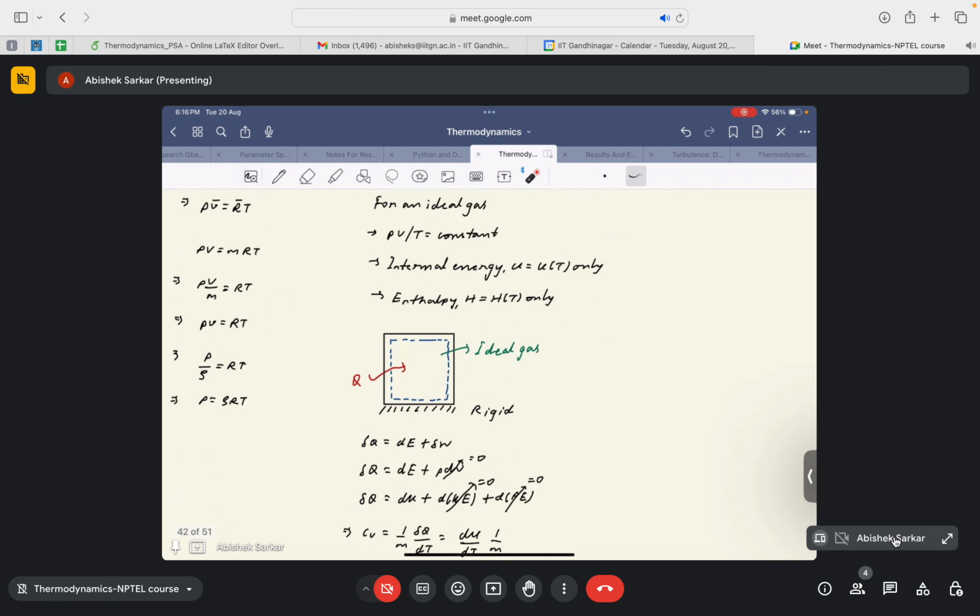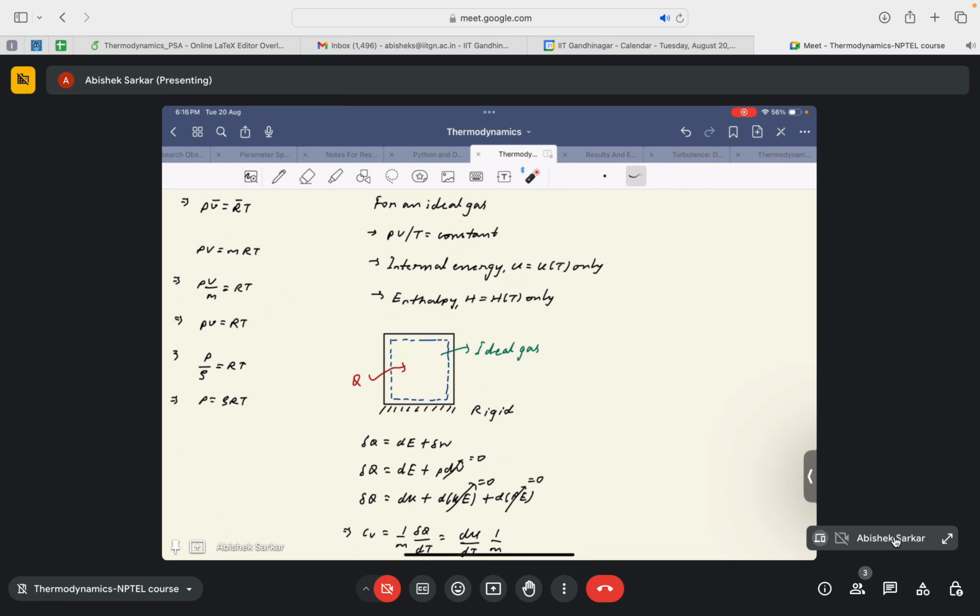Now we just go and see one small derivation. Consider this case: for an ideal gas we'll have PV by T equal to a constant, and for an ideal gas only, this is very important, we will have the internal energy as a function of temperature only. So u would be only a function of temperature.